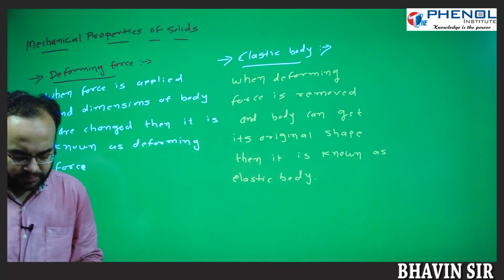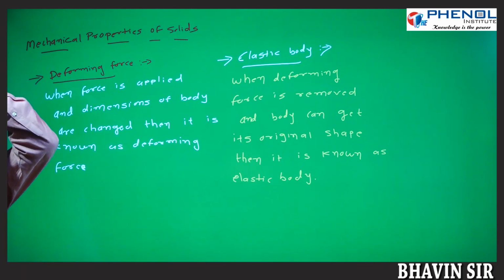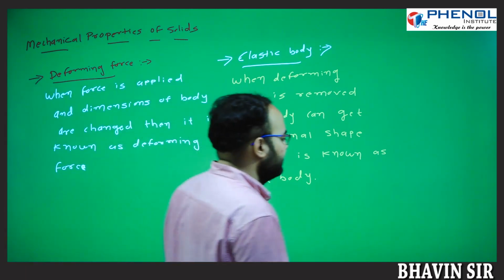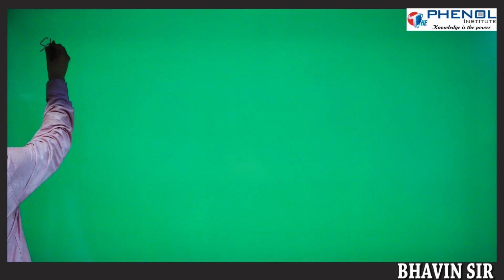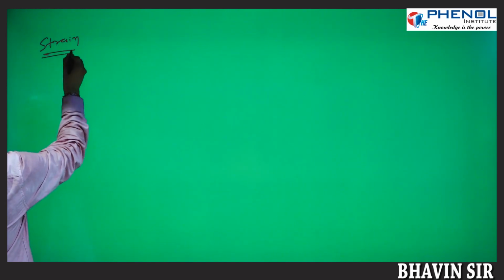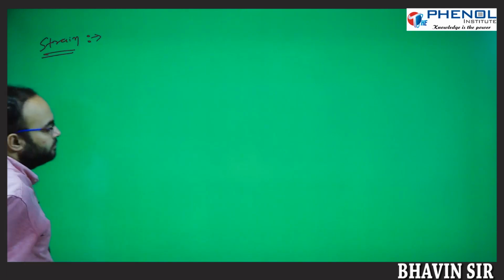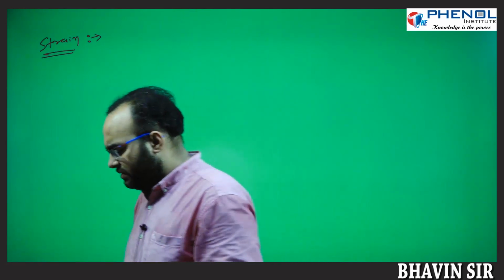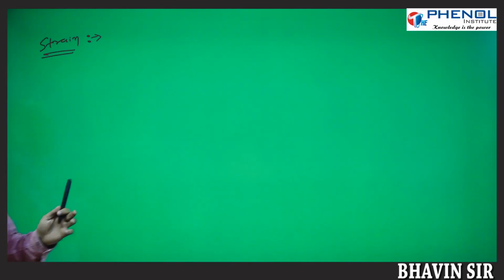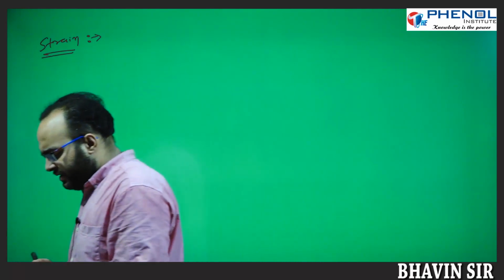Chalo, so now we discuss strain. There are three types of strain, students. So what is the meaning of strain, students? Strain means change in dimension by original dimension. When deforming force is applied, as we know, dimensions are changed.